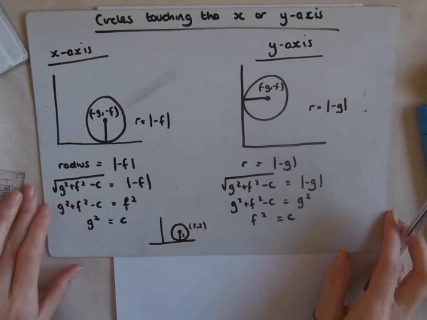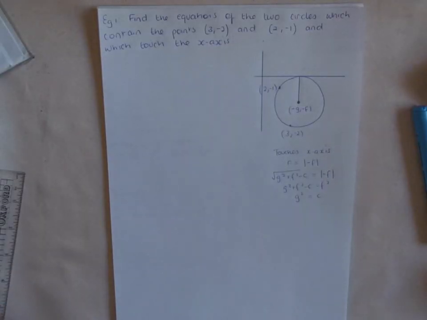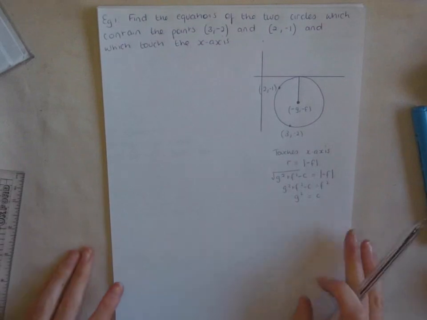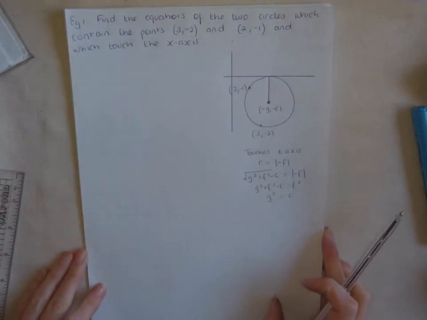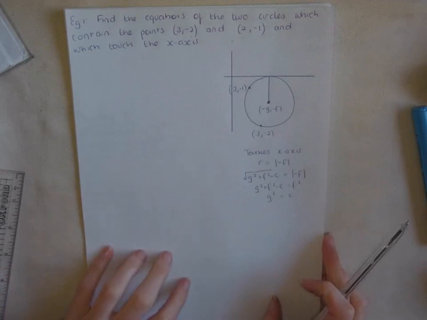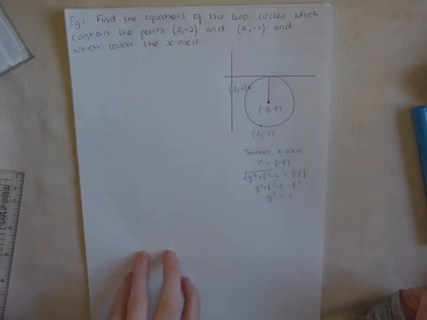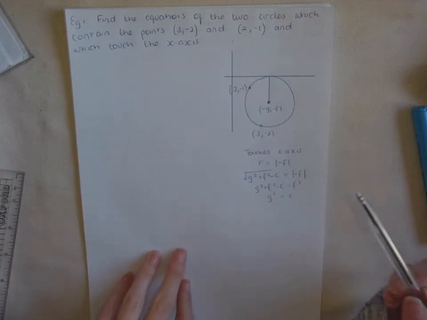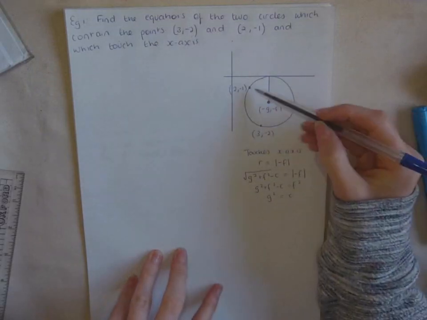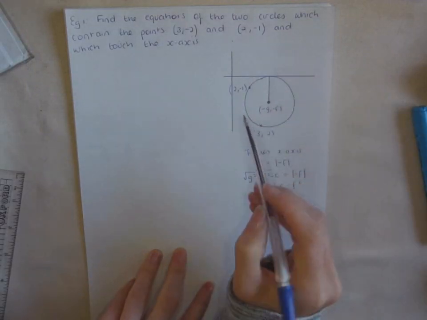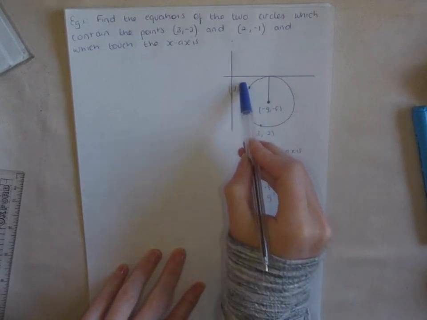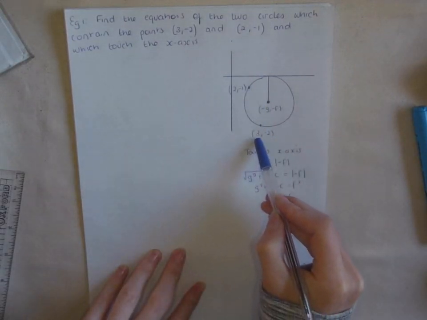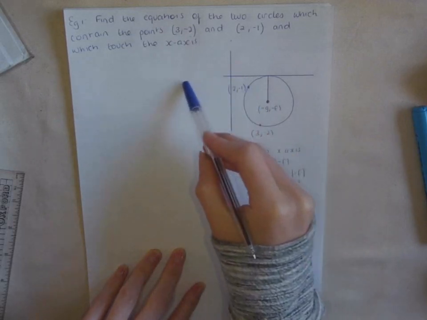So now we're going to use that in the question. Find the equations of the two circles which contain the points (3, -2) and (2, -1) and which touch the x-axis. Now I've just drawn myself one of the circles. I just plotted those 2 points and had it touch the x-axis. Another one of those circles would look something like this. There's no need to draw both because the algebra is going to find you the two answers.